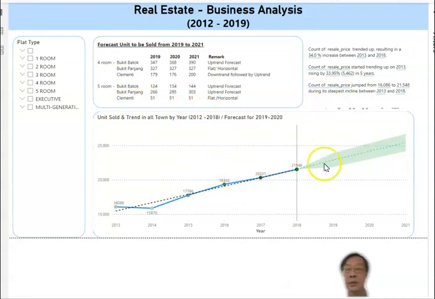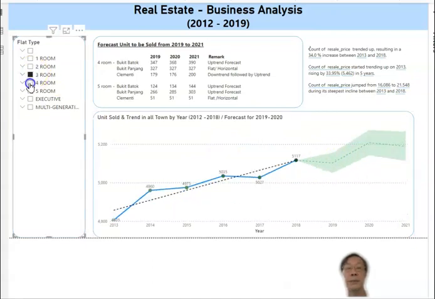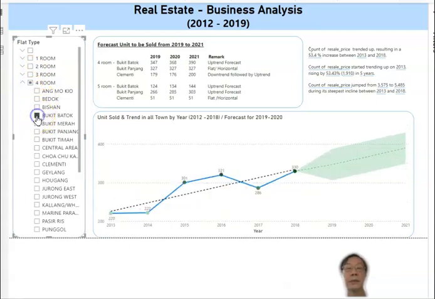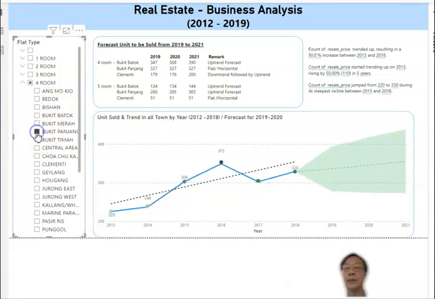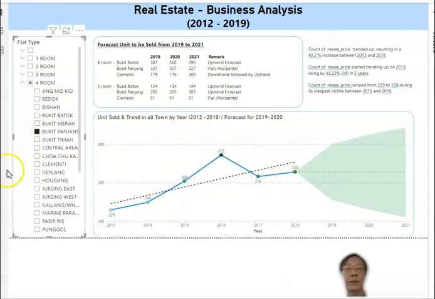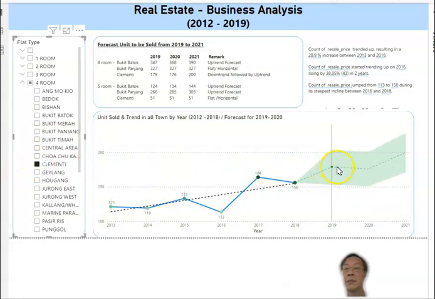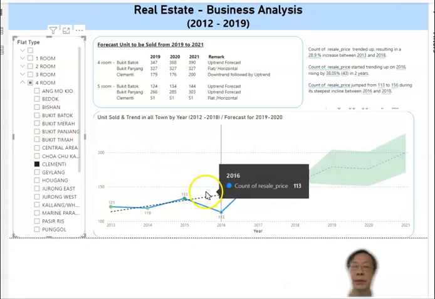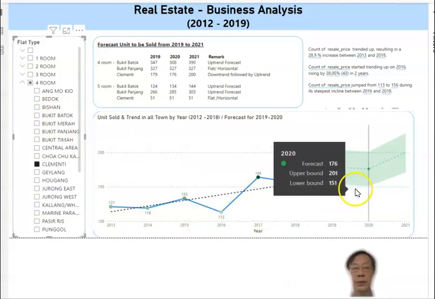You can see the trend from 2019 to 2021 is mostly an uptrend for all the room types. Of course, you can go into further detail about a particular town area. For example, in Bukit Batok you can see the uptrend, and for Bukit Panjang it is flat and horizontal, and for Clementi it is moving down and then slowly moving up. So this Power BI forecast is a very good, general rough guide to predict the number of units for the next 1 to 2 years.